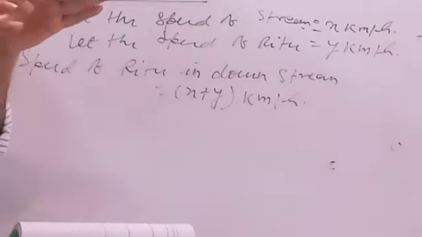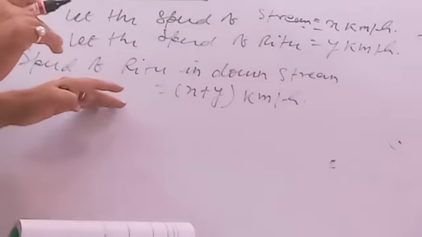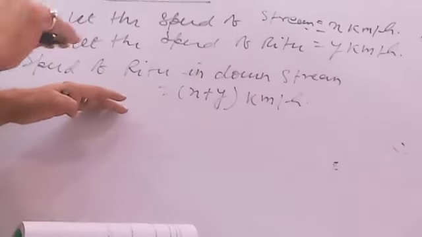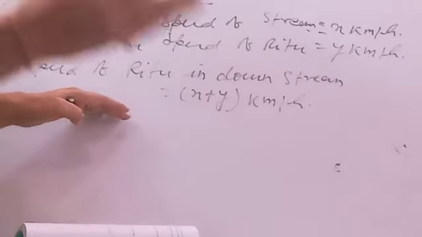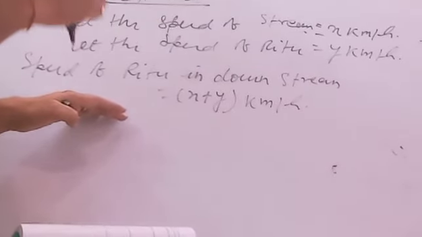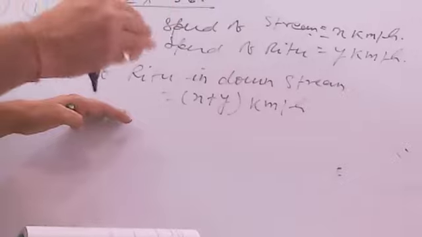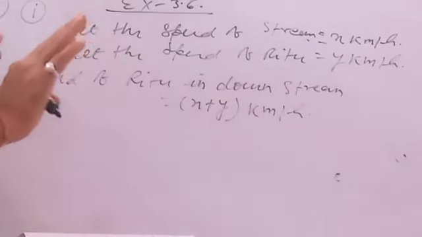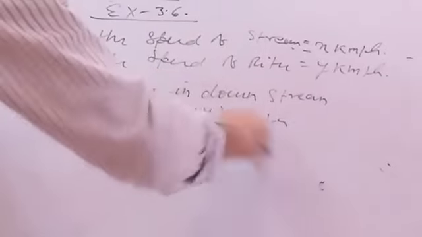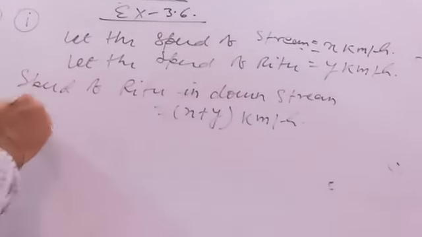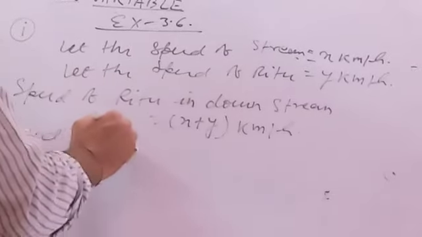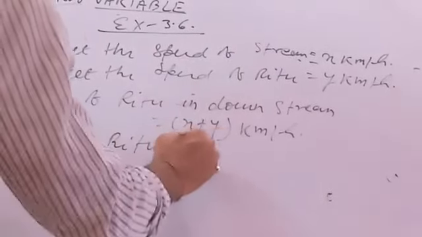So when you are flowing with the stream, if you know how to swim, in swimming what is happening, if you are going with the current of the water, it supports you. It's very easy to swim with the flow of water. So that is the meaning of downstream. So the speed of Ritu in downstream would be x plus y kilometer per hour, and the speed of Ritu in upstream.